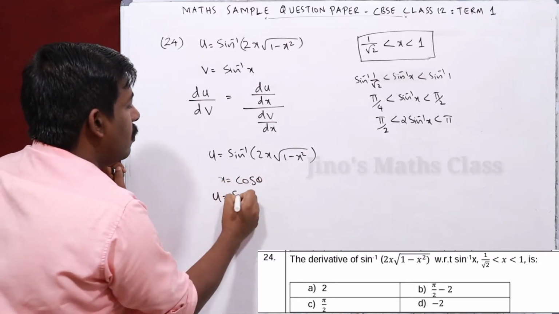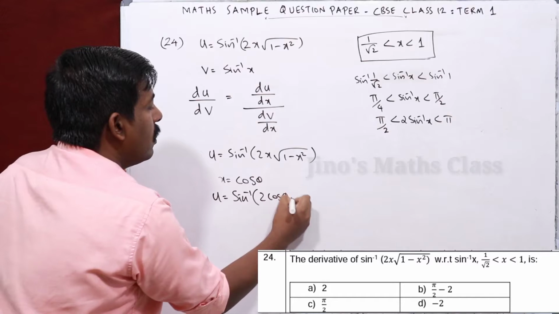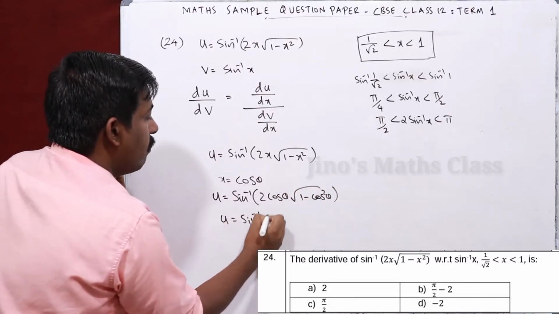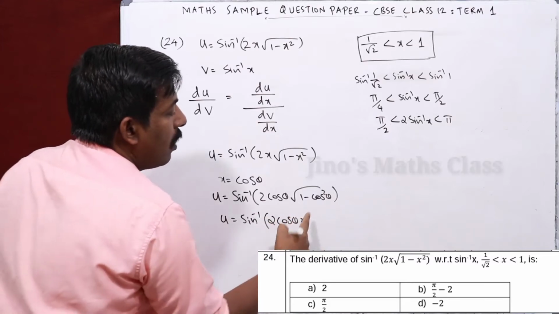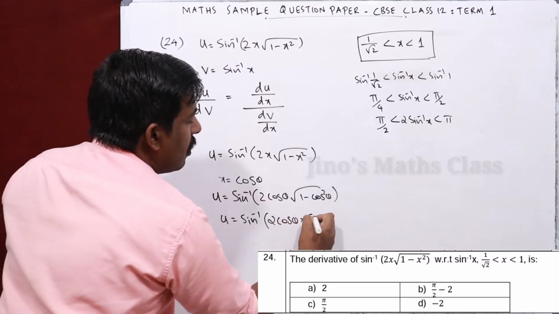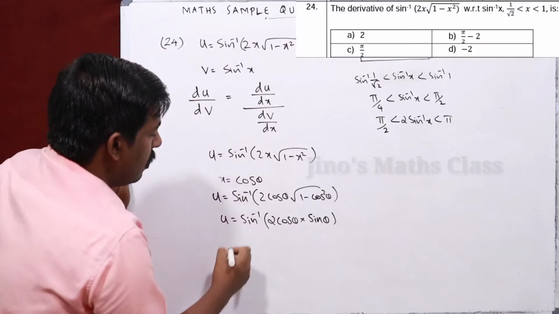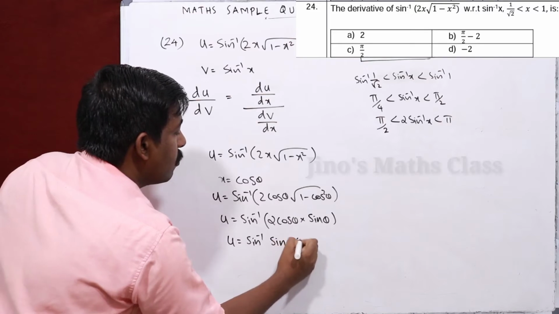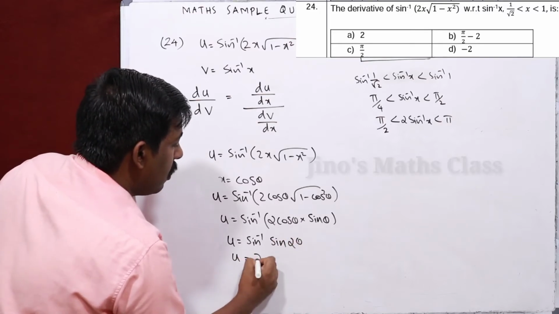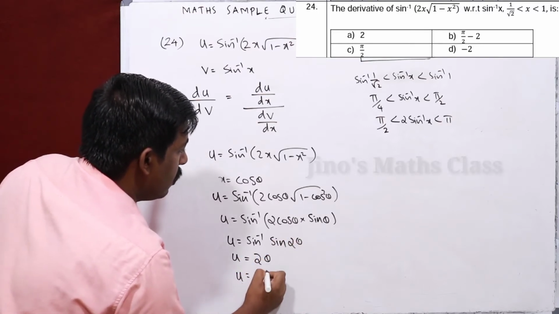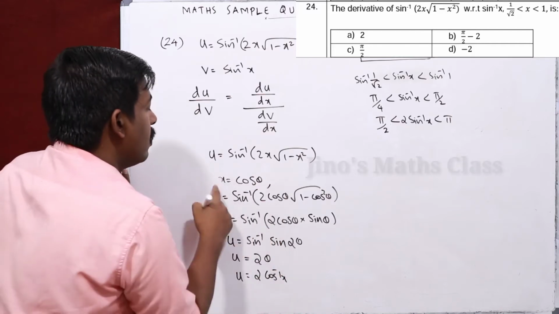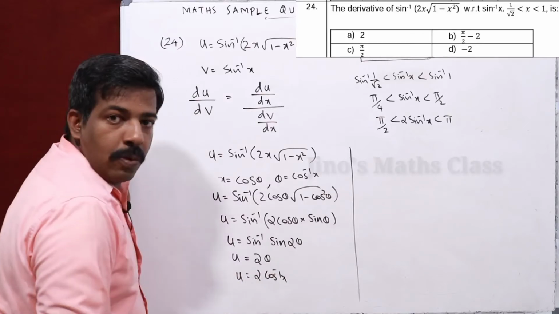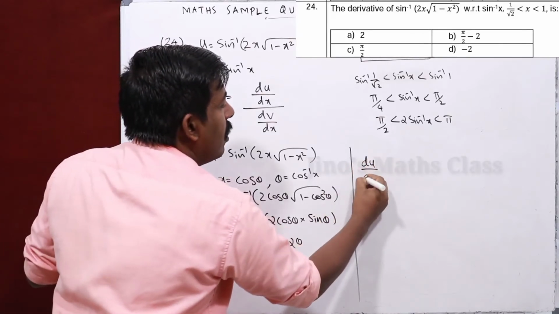That means u is equal to sine inverse of 2 cos theta into root of 1 minus cos square theta. Root of 1 minus cos square means root of sine square theta, and we will take it as sine theta. That means u is equal to sine inverse of sine 2 theta. That means here u is equal to 2 theta, that is equal to 2 into cos inverse x. Why? Because x is cos theta, which means theta is equal to cos inverse x.